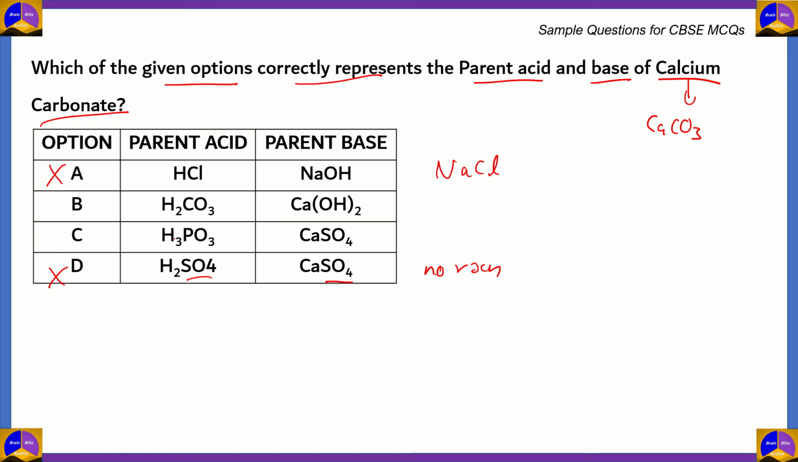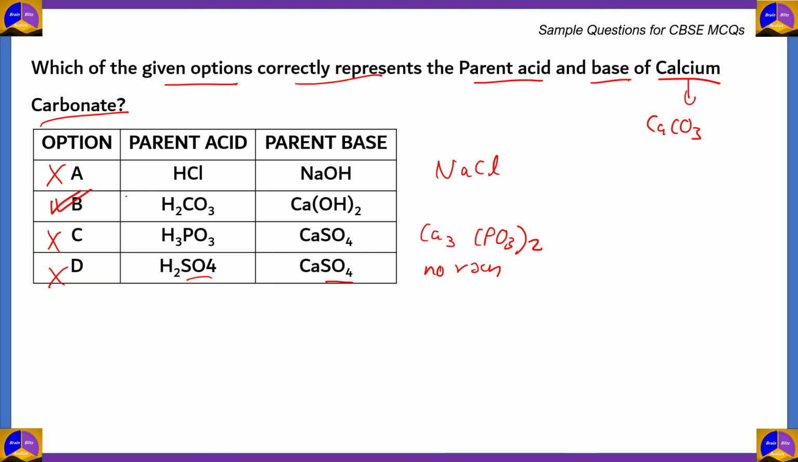What about option C, H3PO3 plus CaSO4? Well, you know that calcium has +2 and SO4 has 2-, so the product that we get is Ca3(PO3)2, because PO3 has a charge of -3, so -3 times 2 gives you -6, and 2 times 3 gives you +6. So Ca3(PO3)2 is the salt that we get and not CaCO3, so option C is incorrect.